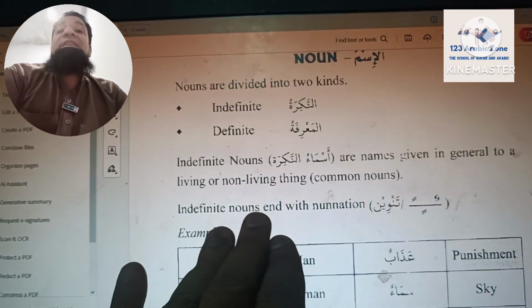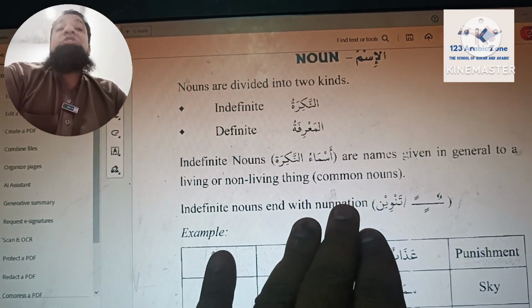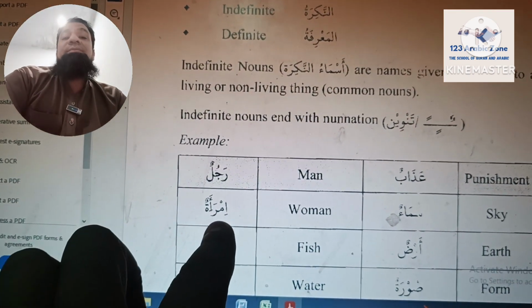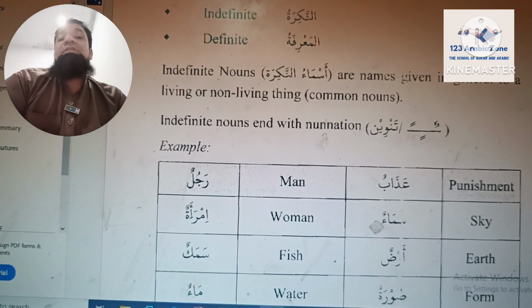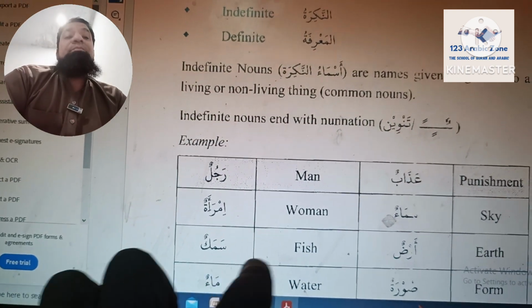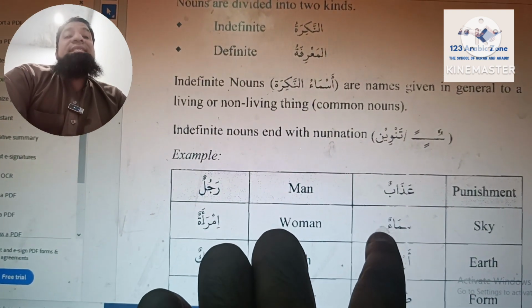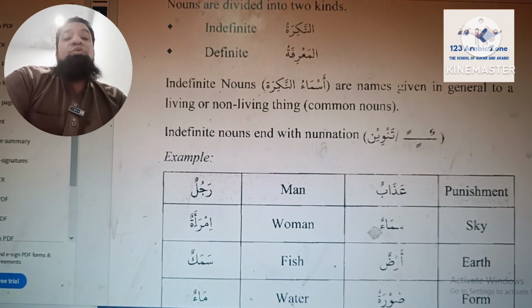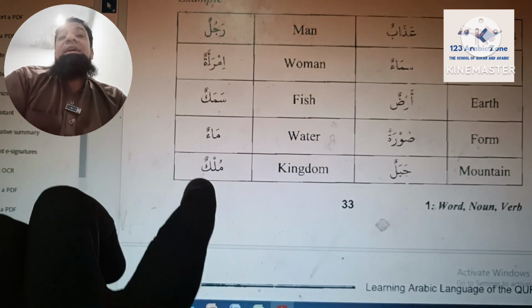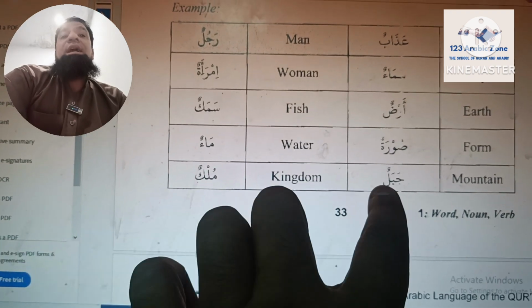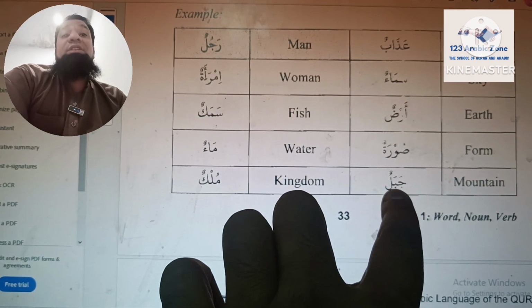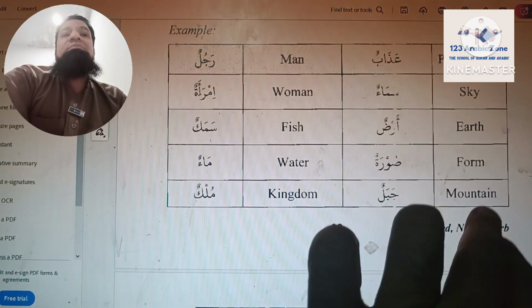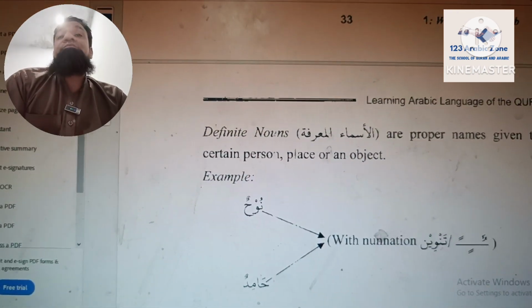So indefinite nouns end with nunation, and the examples: rajulun, imra'atun, samakun, ma'un, adabun, samaun, ardun, suratun. Okay. Mulkun, hablun, jabalun. This is jabalun, not hablun. Hablun means rope, and jabalun means mountain.